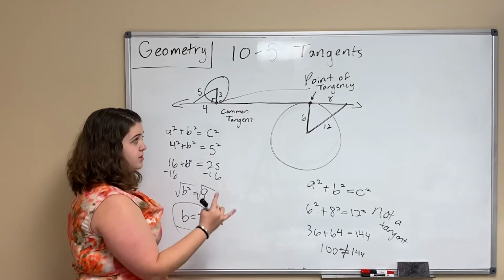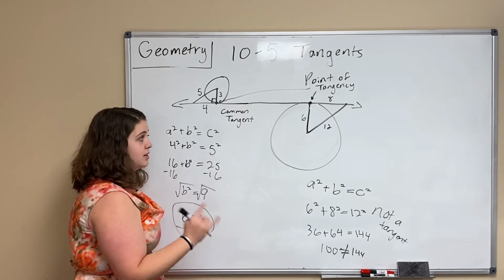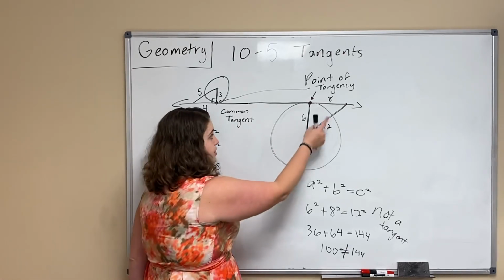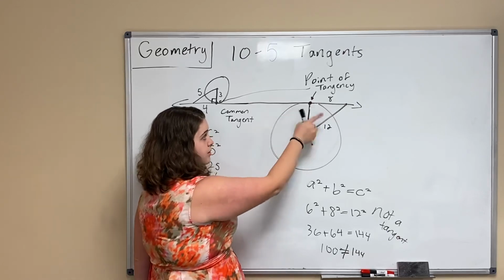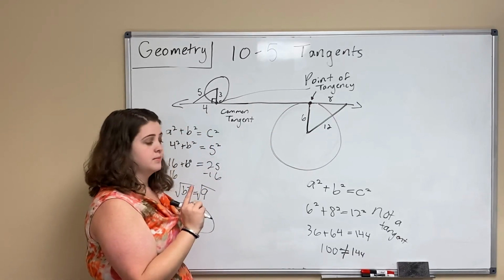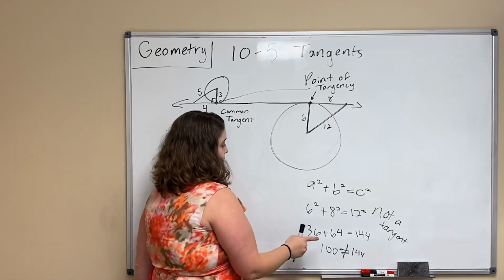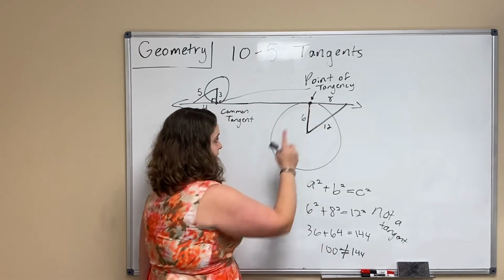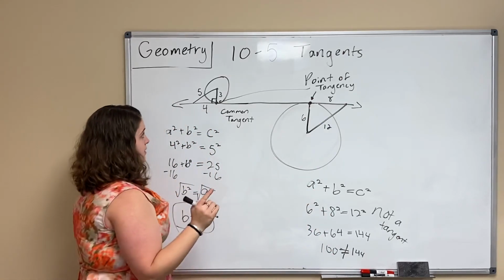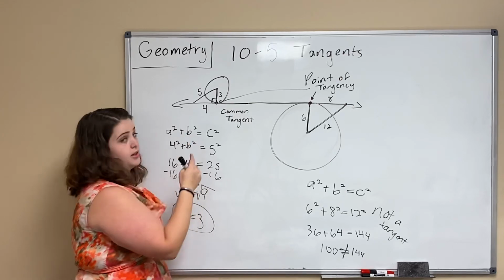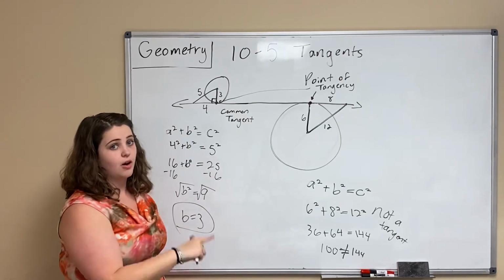Those are the two types of problems you're going to find yourself doing today. Either they're going to give you all 3 sides, and you're going to have to determine whether or not this is a tangent by figuring out whether or not this is a right angle, or they're going to give you 2 sides and tell you it is a tangent, and you'll have to solve for the radius.